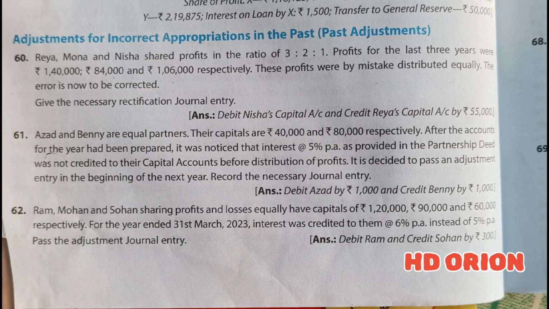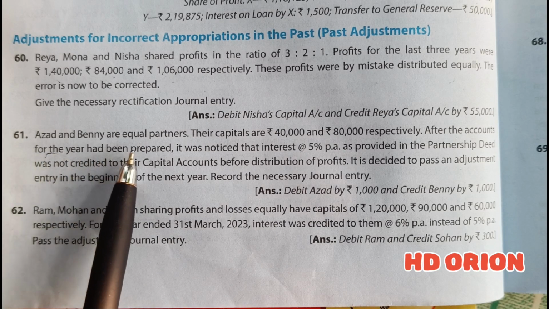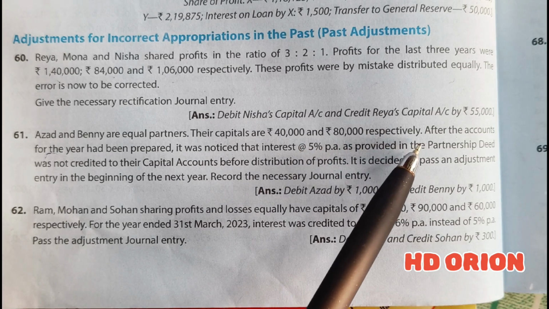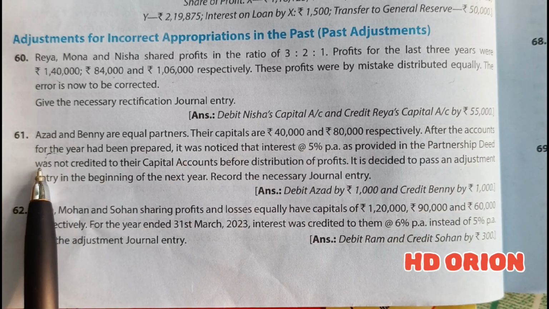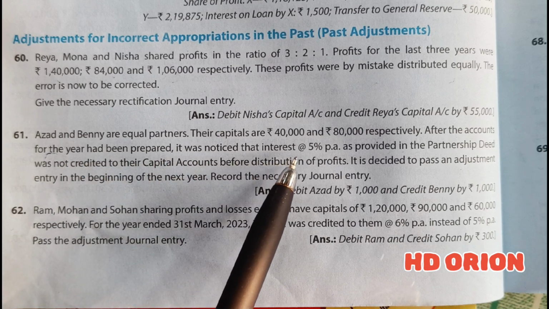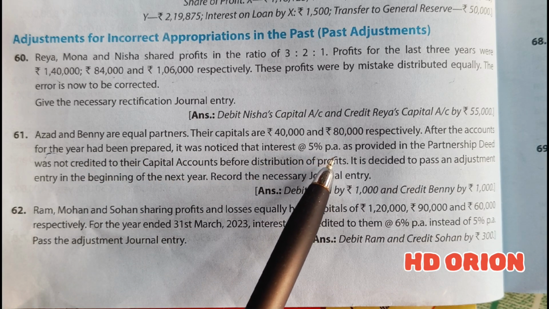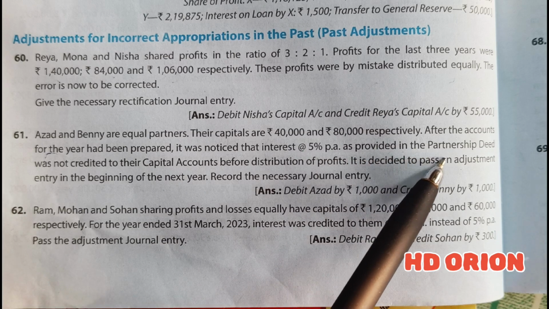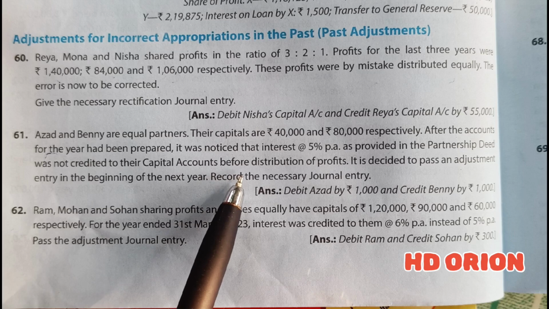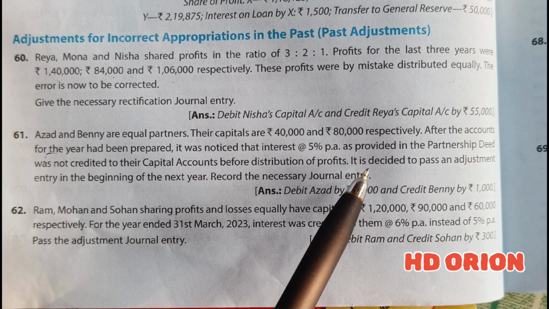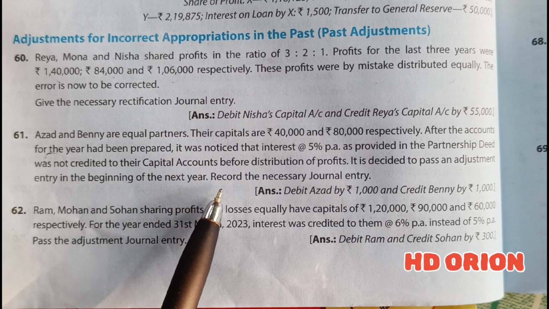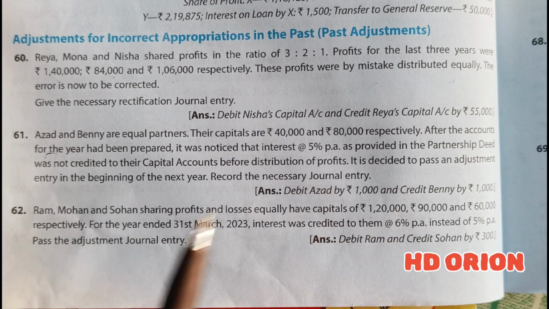Now let us see question number 61. Azad and Benny are equal partners. Their capitals are rupees 40,000 and rupees 80,000 respectively. After the accounts for the year had been prepared, it was noticed that interest at the rate of 5% per annum as provided in partnership deed was not credited to their capital accounts before distribution of profits. It is decided to pass an adjustment entry in the beginning of the next year. Record the necessary journal entry.